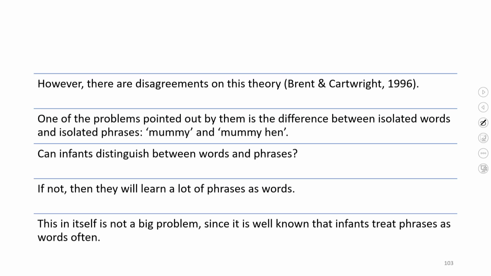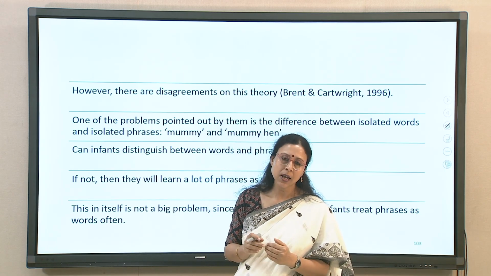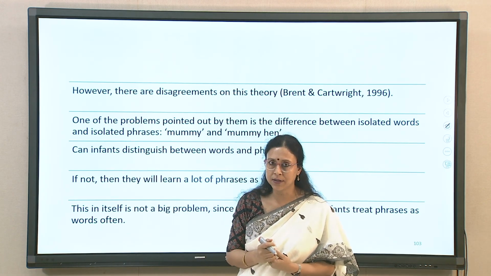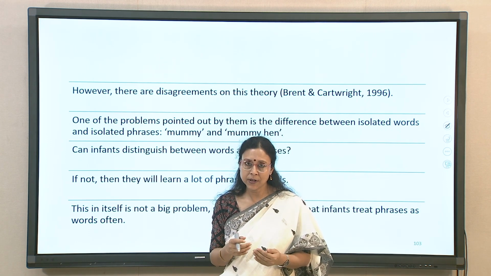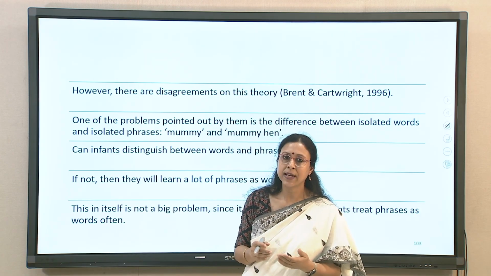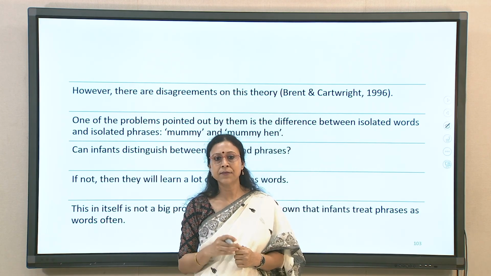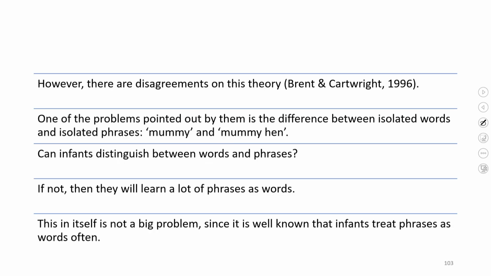One of the problems pointed out by the other group is the difference between isolated words and isolated phrases. Sometimes the phrases could also be considered as words. This is quite a common finding among infant speech, that the word mummy and mummy hen might be considered as similar. So, both are considered words. At that stage, are children able to differentiate between short phrases and words? That is the question here. If they don't know that difference, then they will learn a lot of phrases as words.